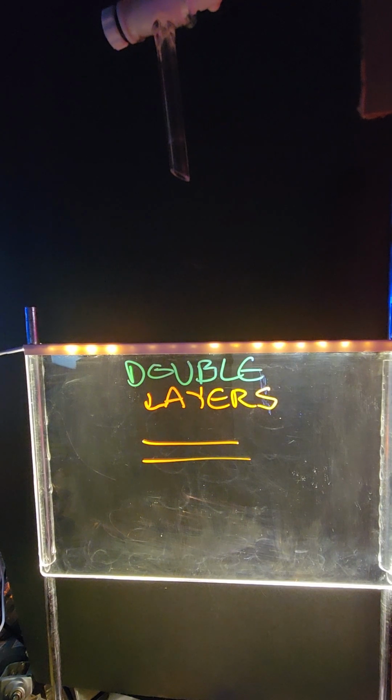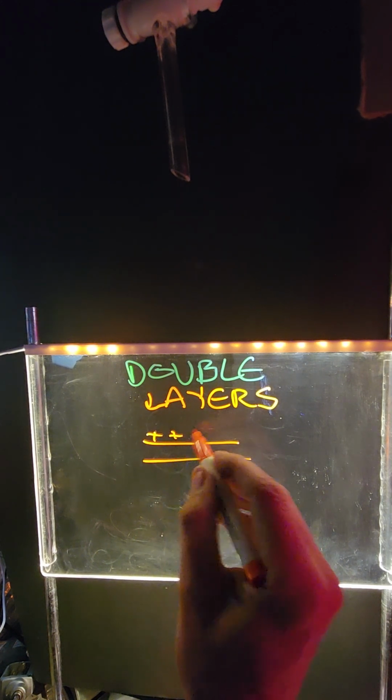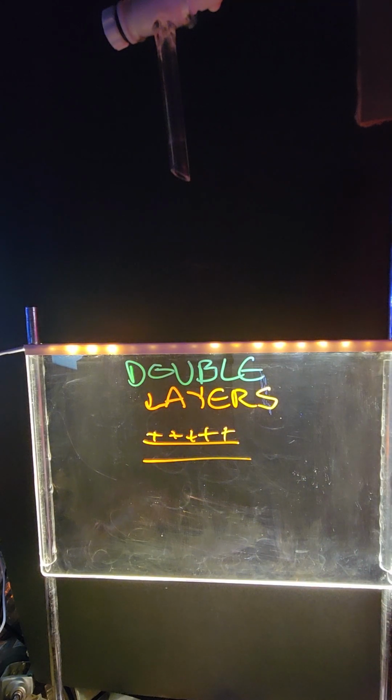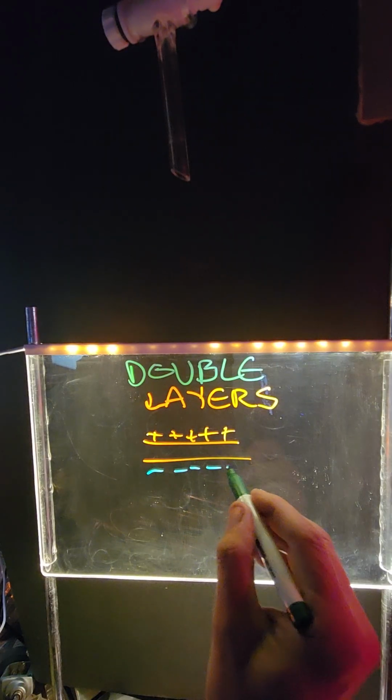You find these in cell biology, you find them in plasma, you find them everywhere. It literally just means two layers. Well, in plasma, the interesting thing is that double layers form, and one of the layers is more positively charged, and one of the layers is more negatively charged.